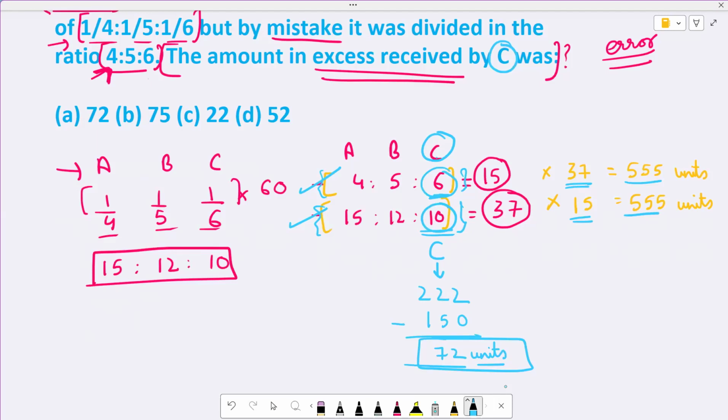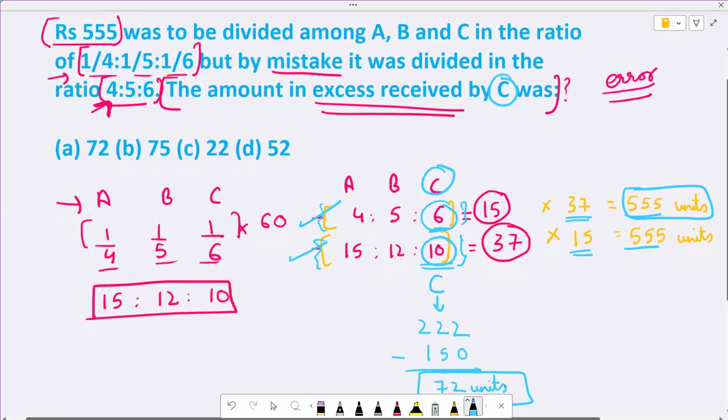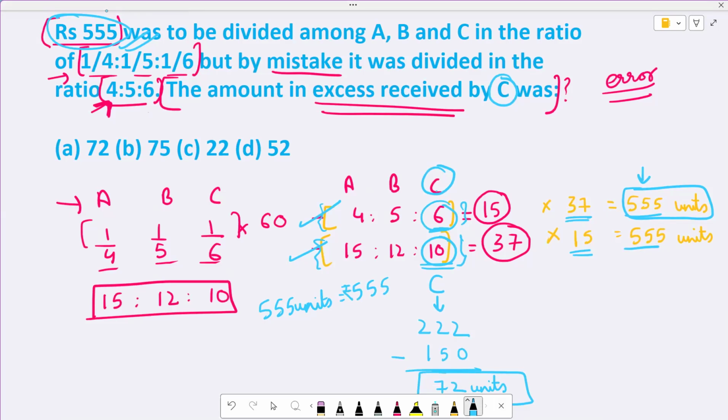Now, how do we identify what this 72 units is equal to? For this, we'll have to focus upon this. Here, by chance, or due to the structure of the question, the 555 units that we have to equate to this particular amount given here, the amount mentioned is also rupees 555. Therefore, 1 unit will be equal to rupees 555 divided by 555, or rupee 1.